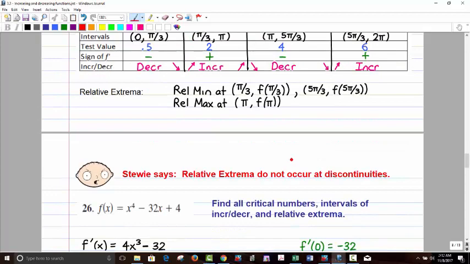All right, so this is what I was just saying a minute ago, but now Stewie's saying it officially. So if Stewie says it, we know it's important. Relative extrema do not occur at discontinuities. We have to watch for all three of these. For this last one, for this trig function, they were all critical numbers, so they all had a chance. Now, not all critical numbers are going to be relative mins and maxes either.